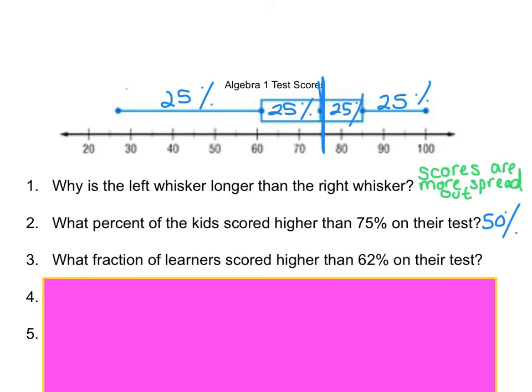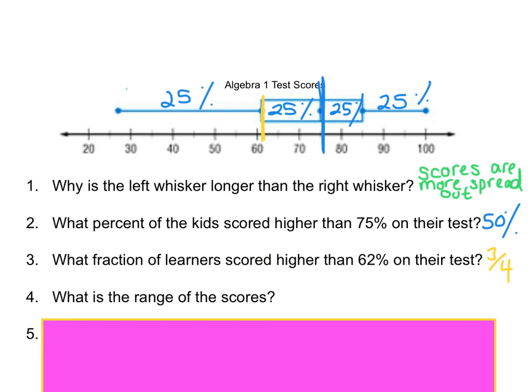What fraction of learners scored higher than 62? So where's 62? It's about right here. So that is 75%, or 3 out of the 4 parts as a fraction.